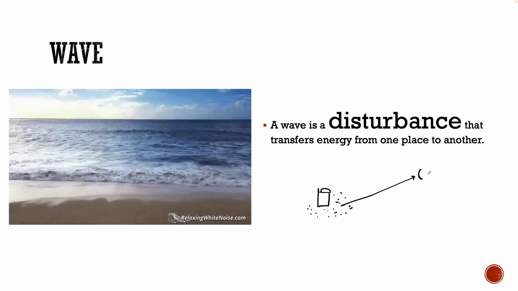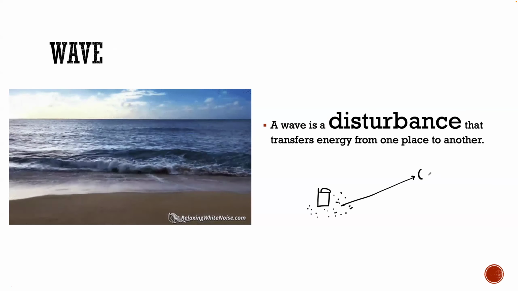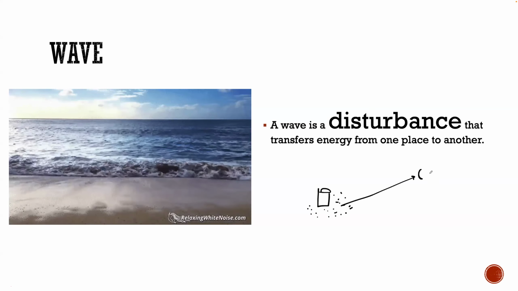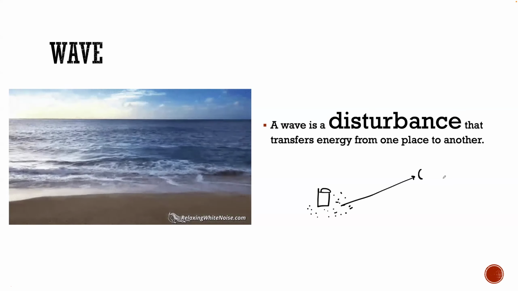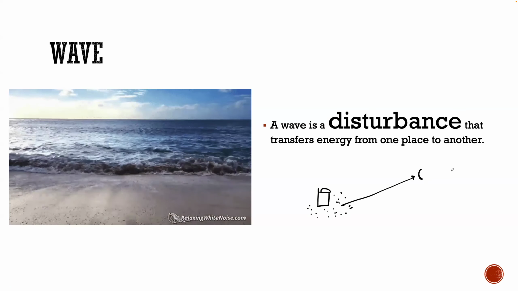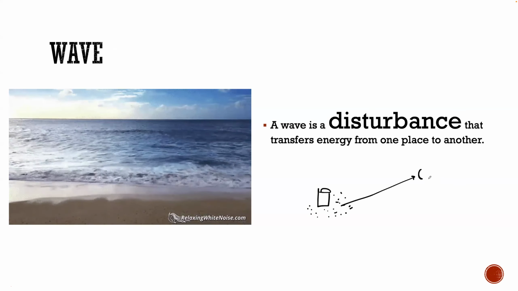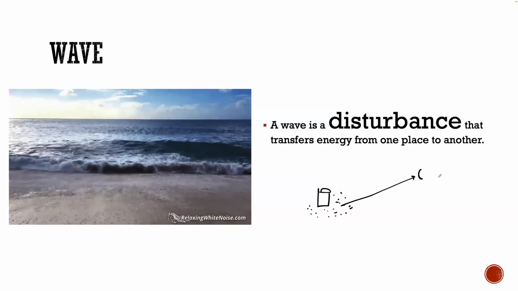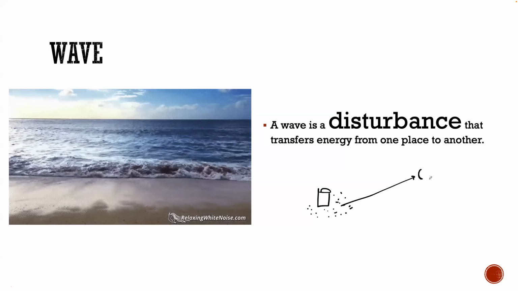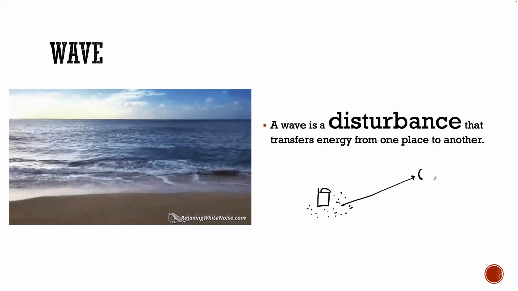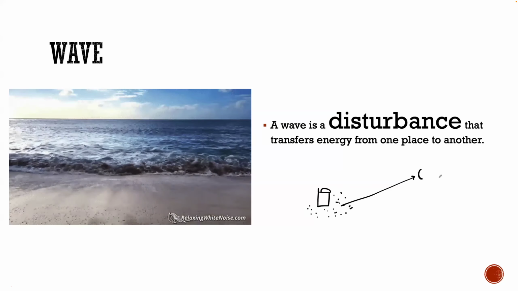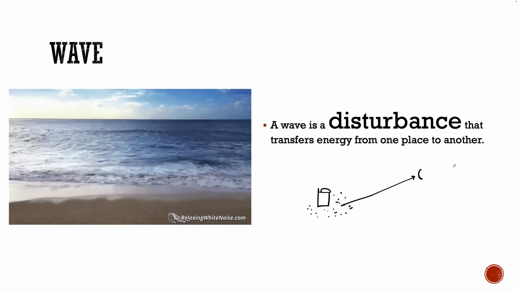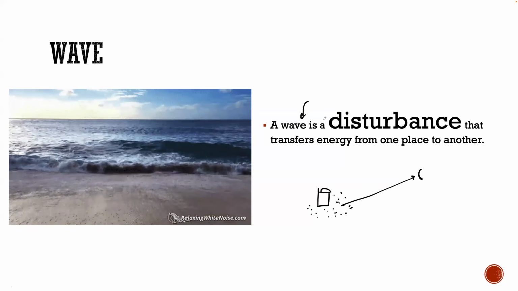So that means if any wave has to travel, it requires a medium. But there are some waves that don't require a medium. We'll talk about that later. But yes, most of the waves, such as sound wave or rope wave or water wave, need a medium to transfer the energy from one place to another place. In addition to that, it needs a disturbance. So you have to first create a disturbance, and that disturbance transfers the energy from one place to another place. We call that a wave.